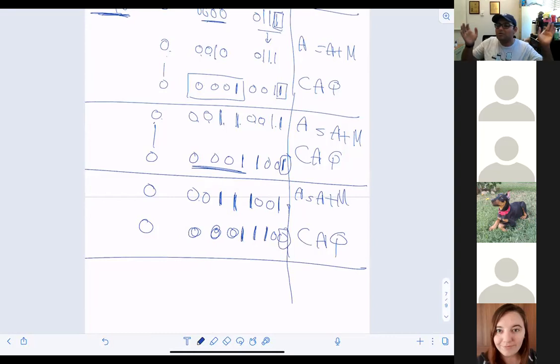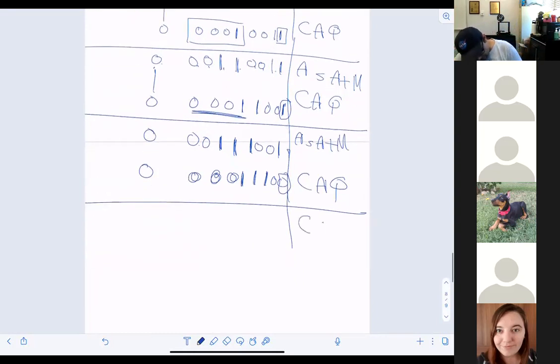So then there is no adding. It's just shifting. So in that case, it's going to be 0, 1, 1, so it's going to be 1, 0, 0, 0, 0, 0, 0, 0, and then 1, 2, 3, 0.